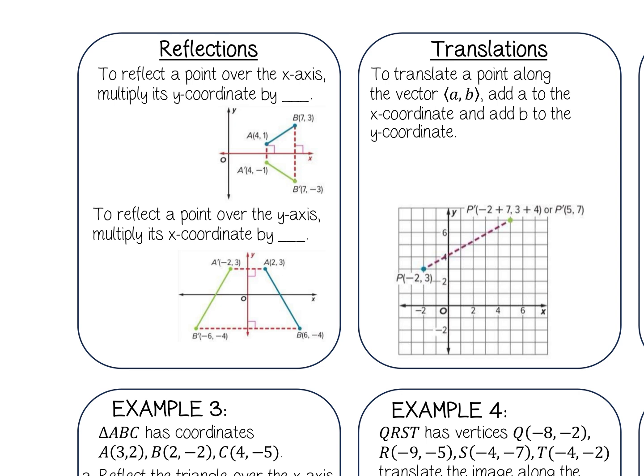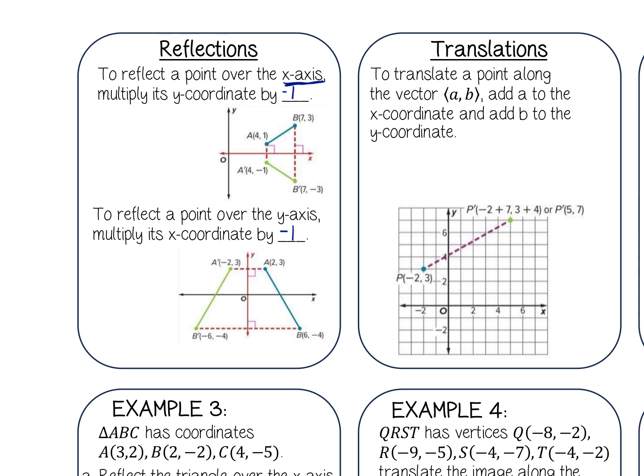So it says to reflect a point over the x-axis. So we are focusing on just the axes in this section. So we have the x-axis and the y-axis. So it says to reflect a point over the x-axis, multiply its y-coordinate by -1. So if it's the x-axis, you're multiplying the opposite coordinate by -1, and then vice versa for the y-axis. So you are multiplying the x-coordinate by -1.